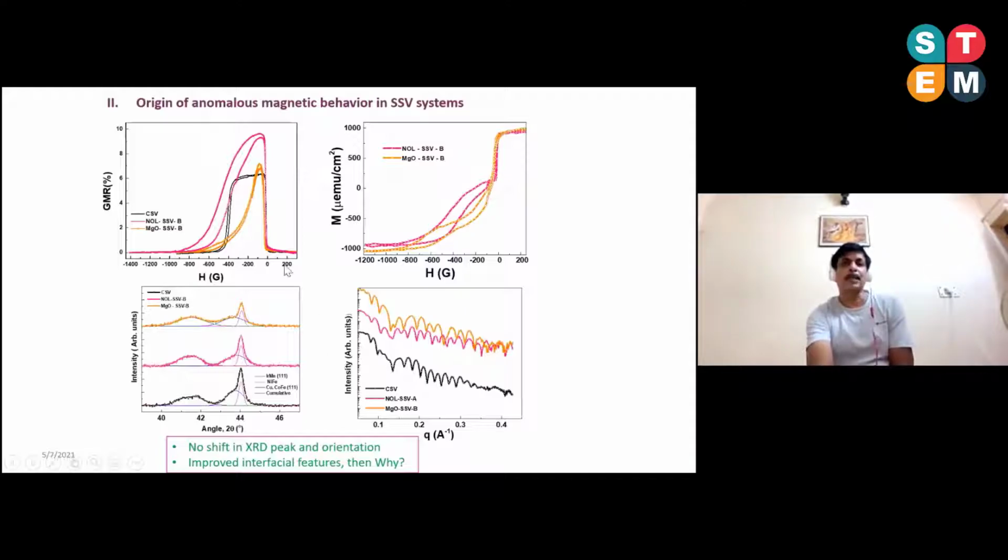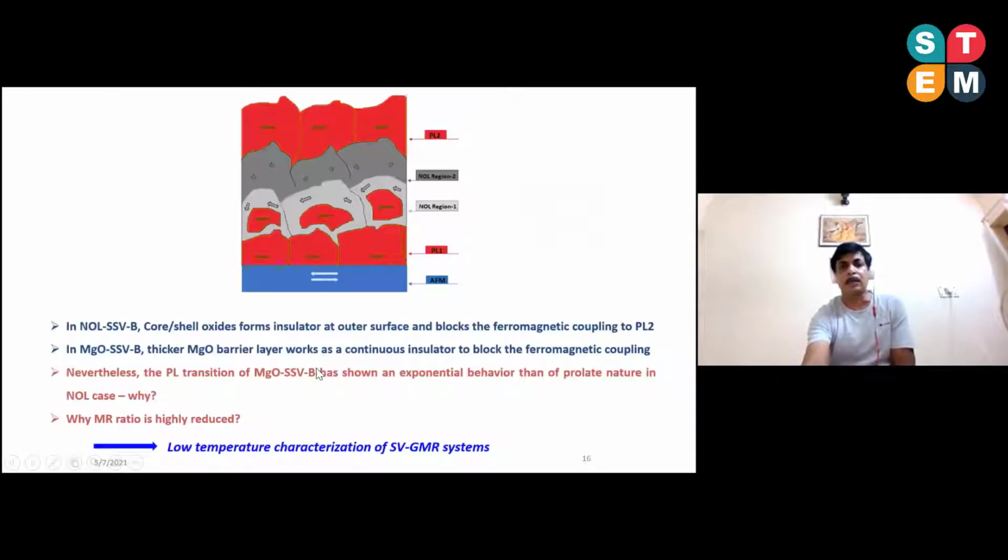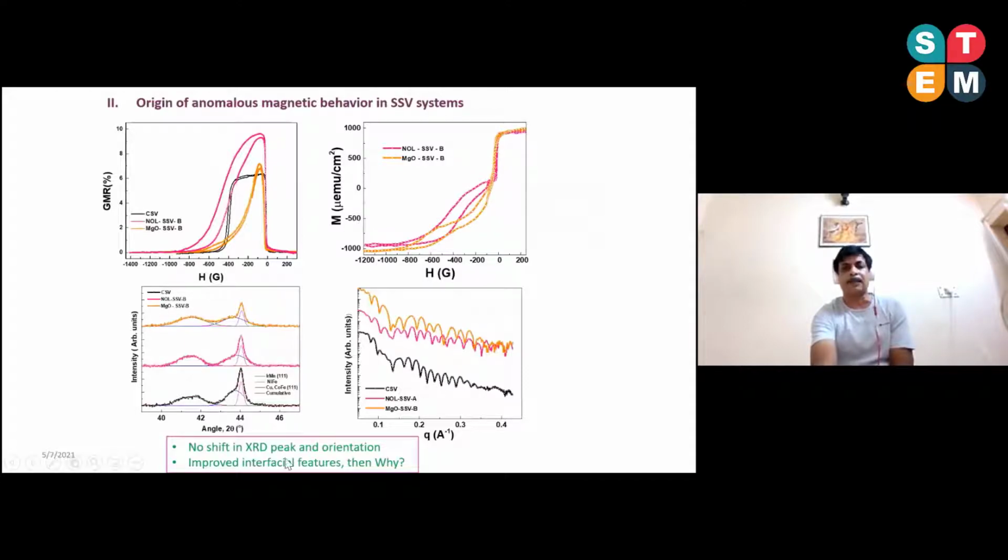Now, what is the origin of the anomalous behavior which you observe in that system when you go to the overdose? That is, when I told you about 1.5 millibar pressure of oxygen or 8 seconds of MgO, both show typically similar behavior, and why do we observe this? We have not seen any exciting peak or orientation, but there is a feature which shows some kind of improvement in the XRR features. So is it improved because of that?